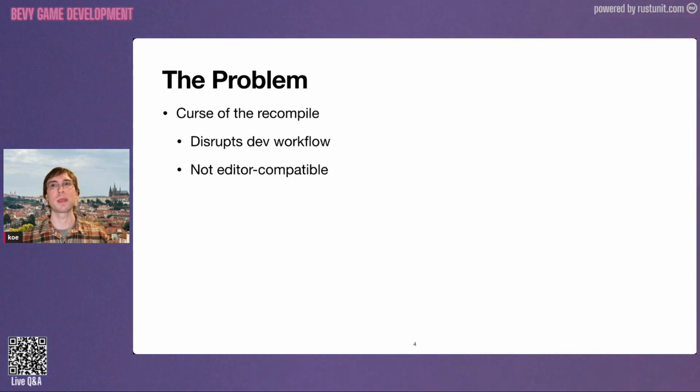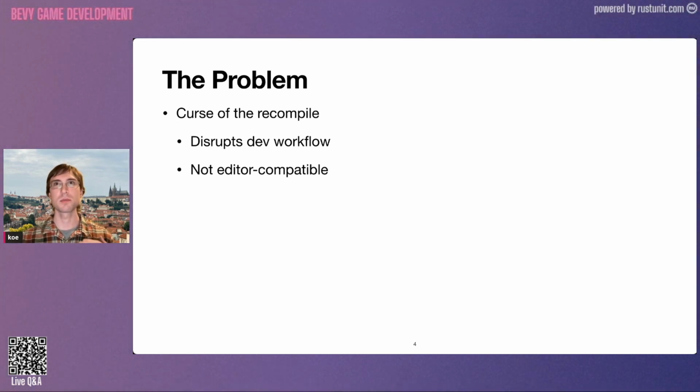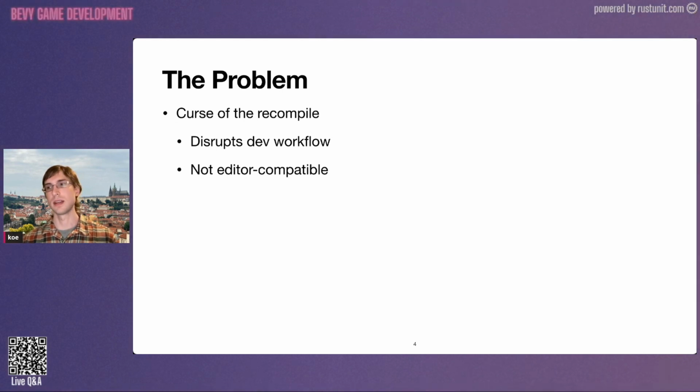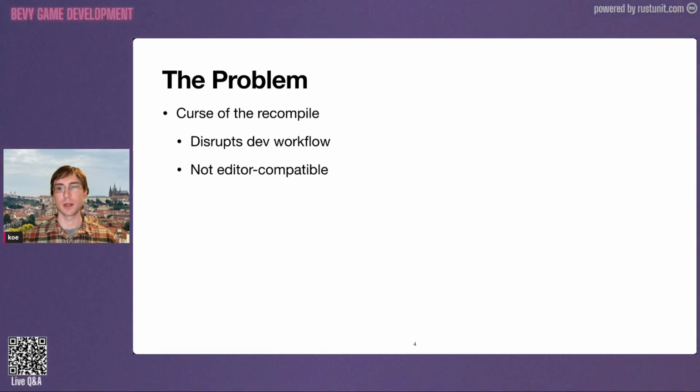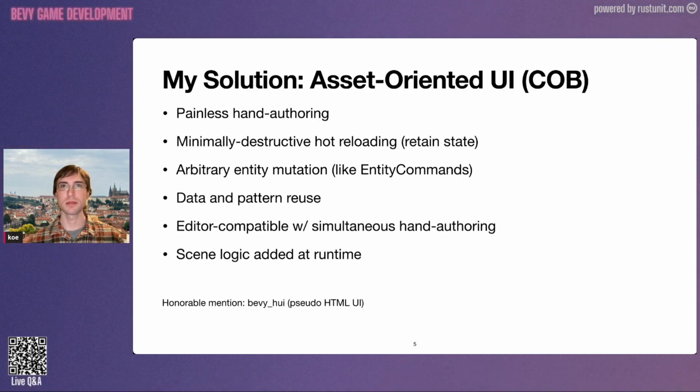However, I think many people recognize that there's a fundamental problem that Rust UI cannot solve, and that's the curse of the recompile. The recompile loop to make changes and adjust things when you're doing UI is extremely painful, even if it's only a 1 or 2 second gap. It just disrupts your workflow, and importantly, it's not editor compatible to have your UI only in Rust. So my solution that I developed in my crate is, not surprisingly, asset-oriented UI.